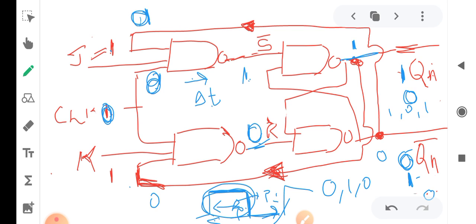But this clock pulse will remain as 1 always for this particular time, so that for this particular time this Q1 and Q1 complement will change frequently. It will become 1, it will become 0, it will become 0, it will become 1.